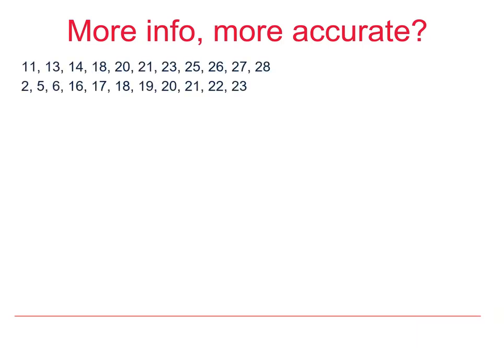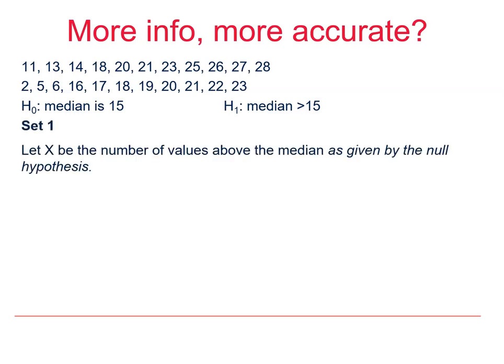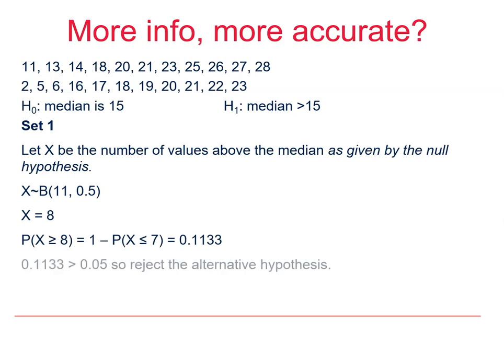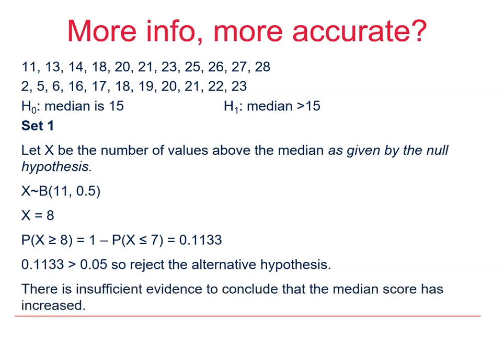OK, let's just check your hypothesis test. Here are the null and alternative hypotheses. Have you remembered to define X? X is binomial 11, 0.5. There are 8 results above the median, and the p-value is 0.1133. That's greater than 0.05, so we reject the alternative hypothesis. There is insufficient evidence to conclude that the median score has increased.